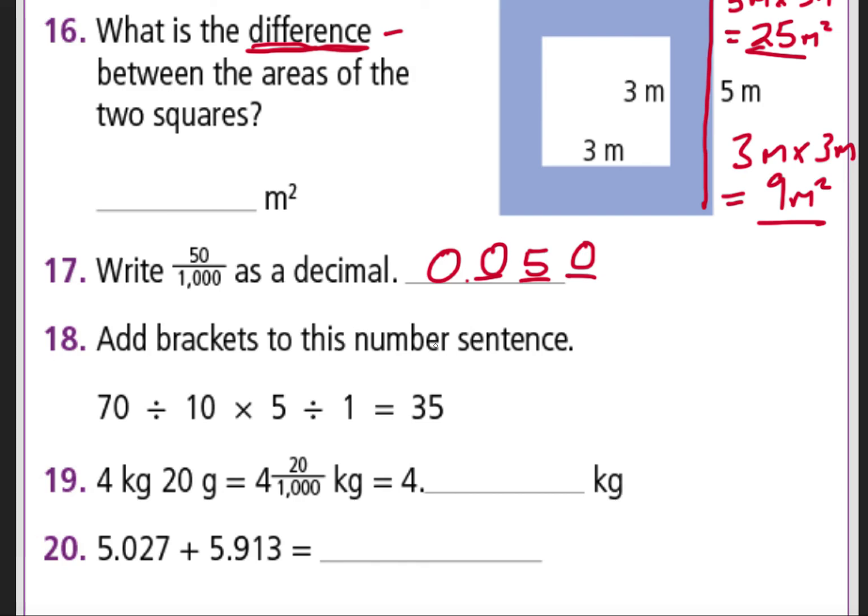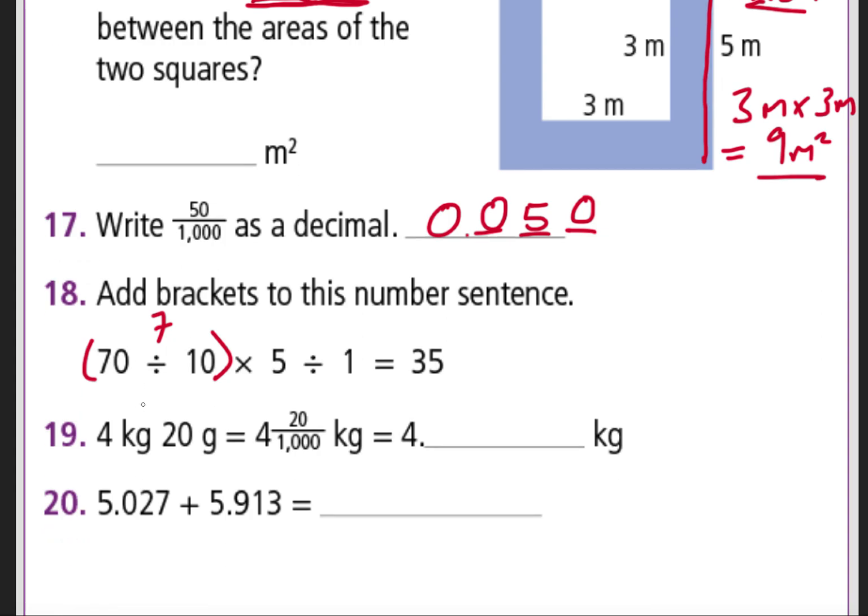Add brackets to this number sentence. Now, I got lucky the first day I did one of these, so I'm going to try it again today. I'm just going to put brackets here and see does this work. So 70 divided by 10, that's equal to 7. So 7 times 5 is 35, and we divide it by 1, and we get 35. So I've got lucky again. If I put the brackets somewhere else, it probably wouldn't have worked out.